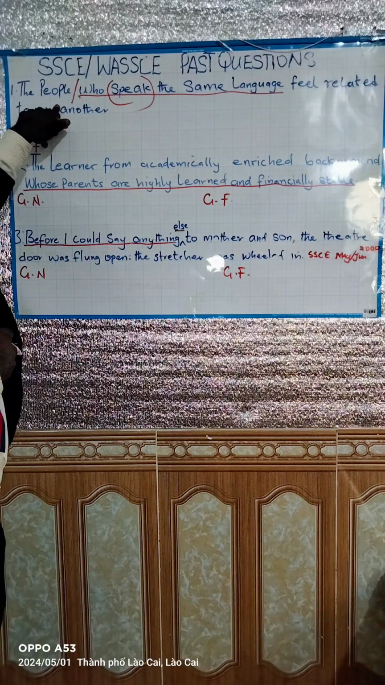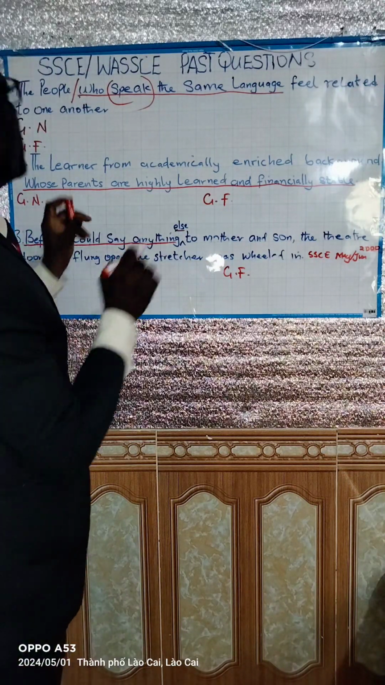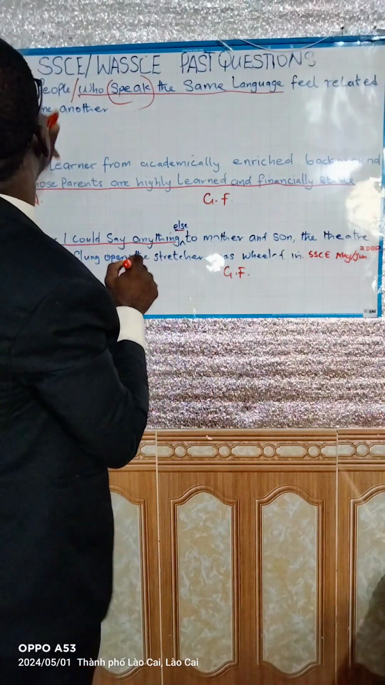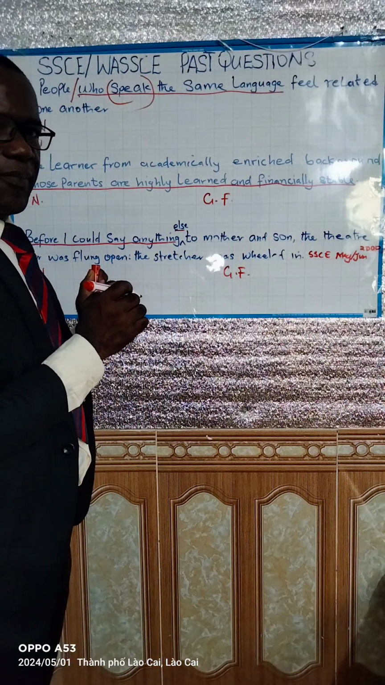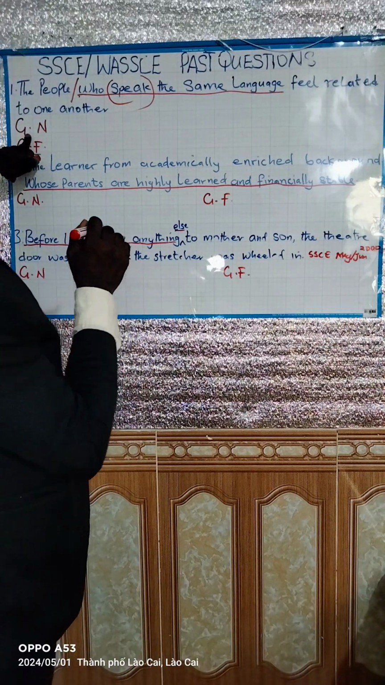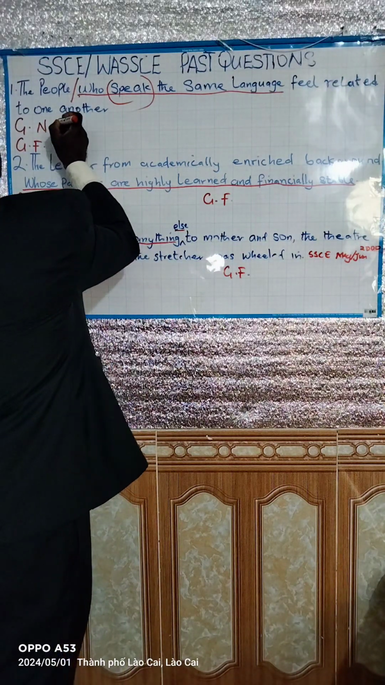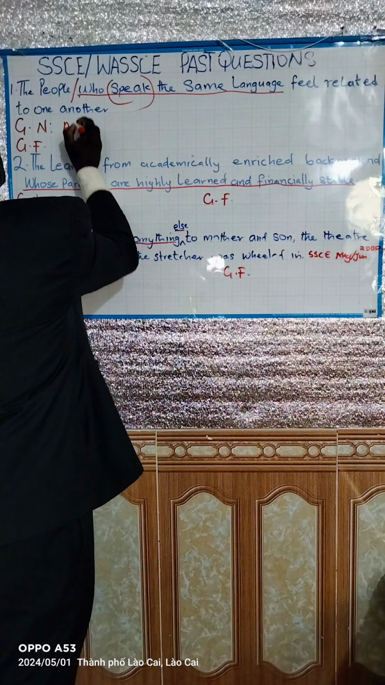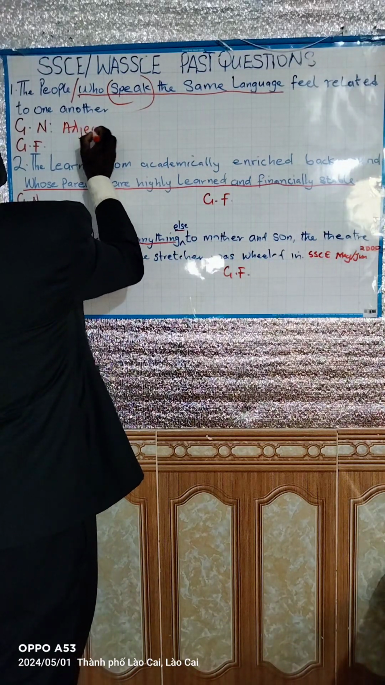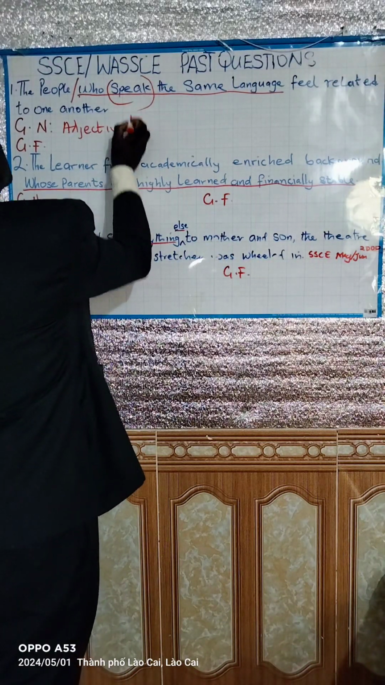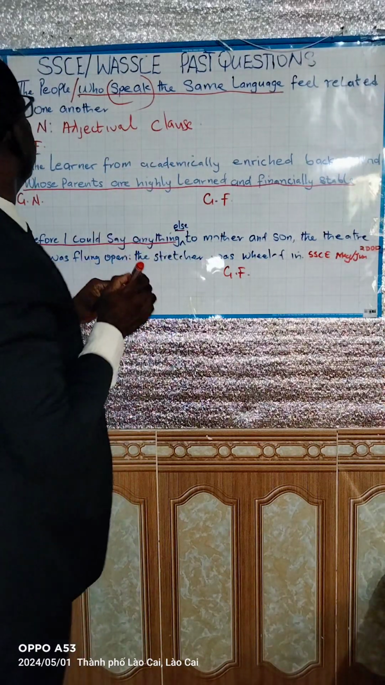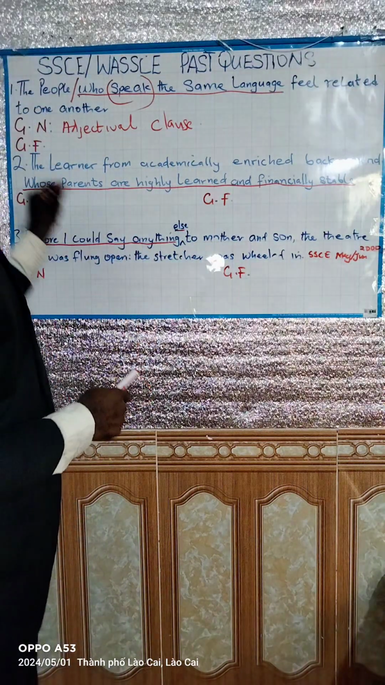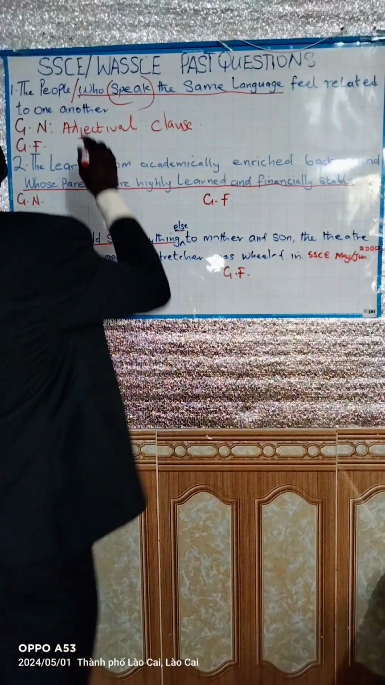Okay? So, we can say therefore that it is an adjectival clause. Okay? So, grammatical name, which is GN, is adjectival clause. Okay? That's the first test. Then, grammatical function. What is the function?